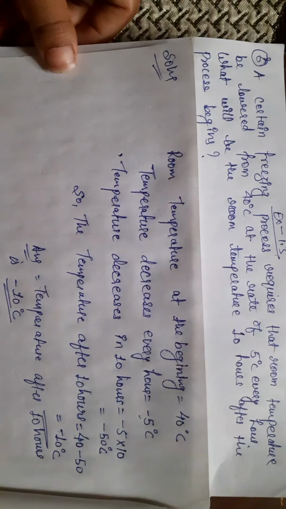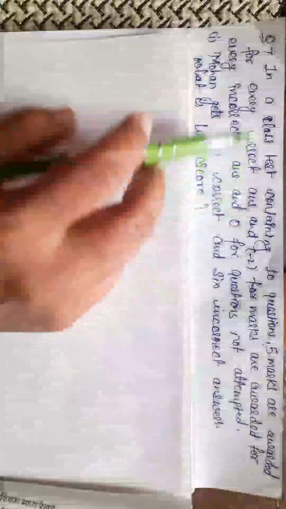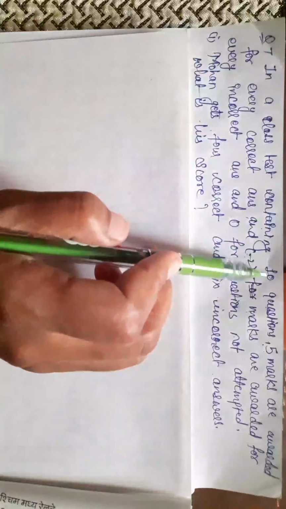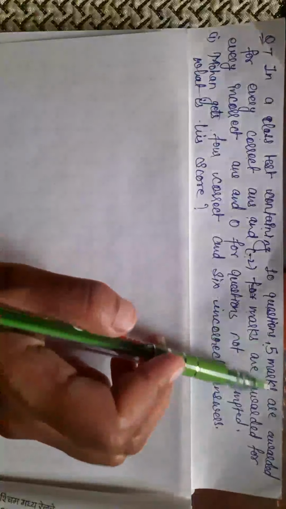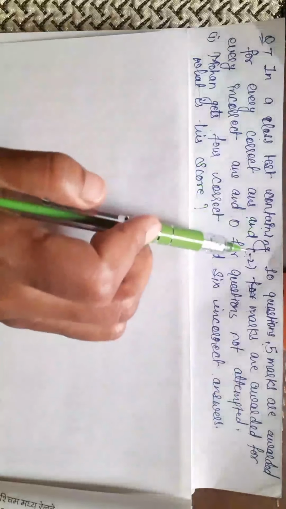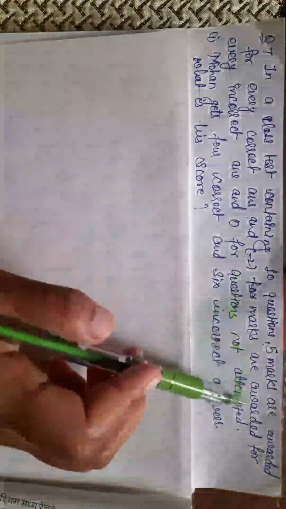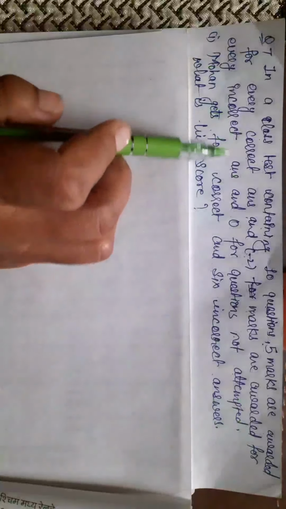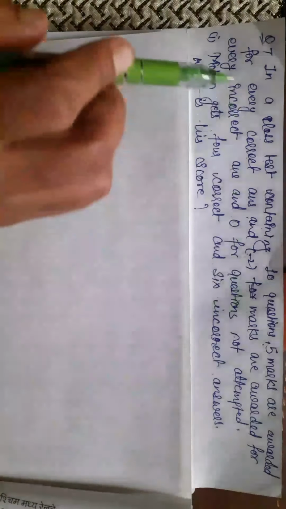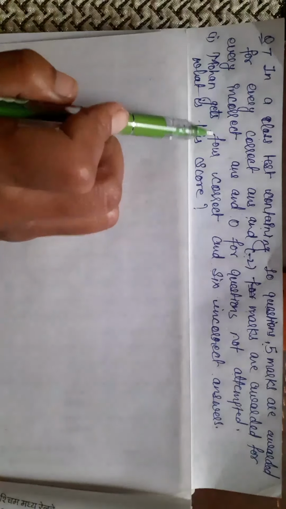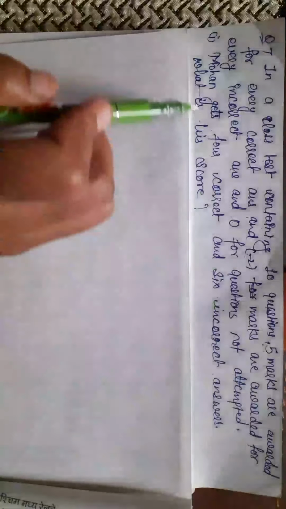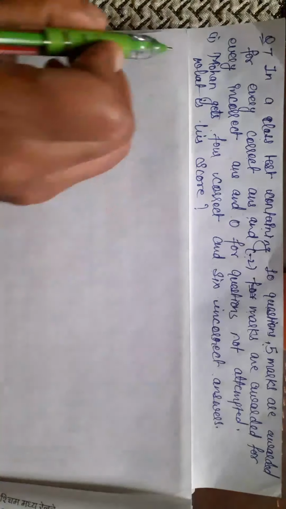Now next question. Now question number 7: in a class test containing 10 questions, 5 marks are awarded for every correct answer and minus 2 marks are awarded for every incorrect answer and 0 for questions not attempted. Here first, Mohan gets 4 correct answers and 6 incorrect answers. So what is his score?